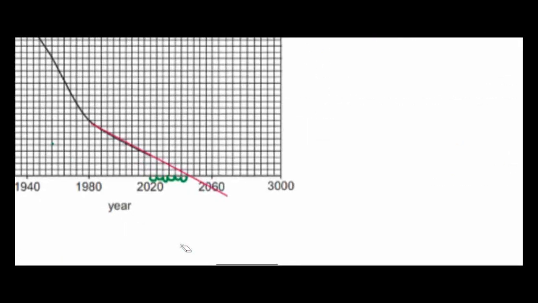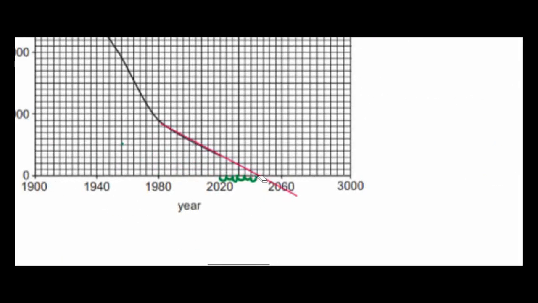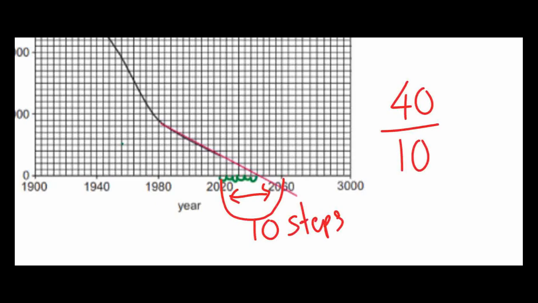How do we know that? Zoom in. So this is cut in here. Between 2020 and 2060, one step consists of 1, 2, 3, 4, 5, 6, 7, 8, 9, 10. So it's 10 steps from here to here. From 2020 to 2060, there are 10 small steps, and the difference is 40 years over 10 steps. So one step is 4 years.